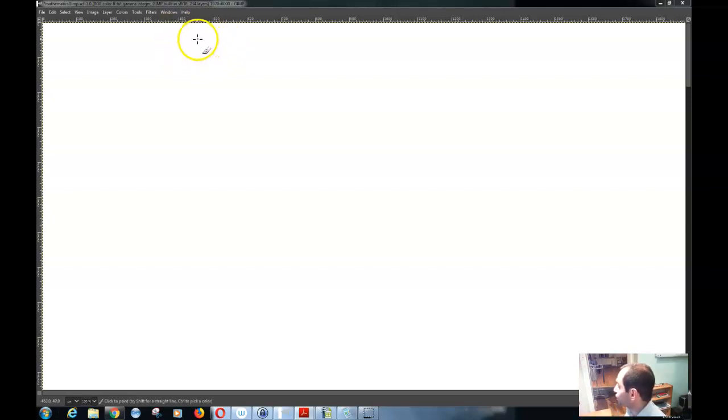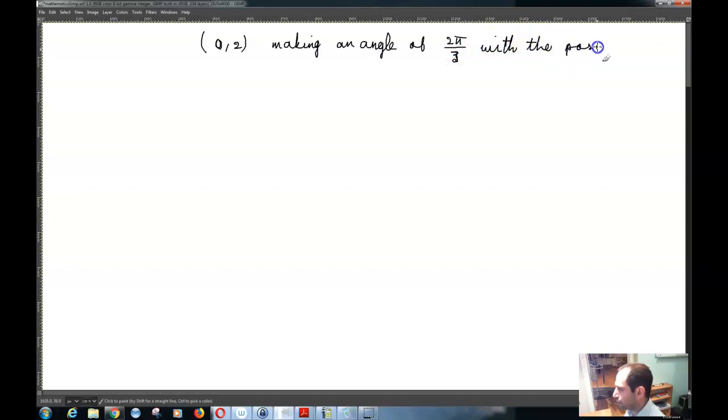So first, find the equation of the line through the point 0, 2, making an angle of 2 pi by 3 with the positive x-axis. Okay, so based on this angle, pi by 3 is basically 60 degrees. 2 pi by 3 is 120 degrees.